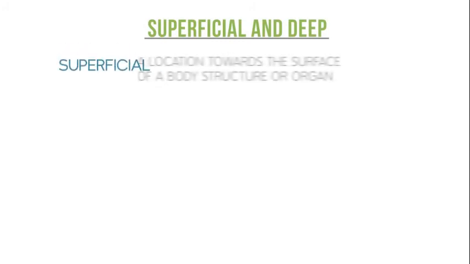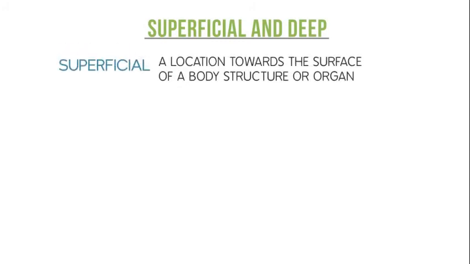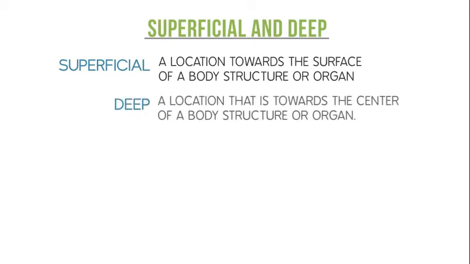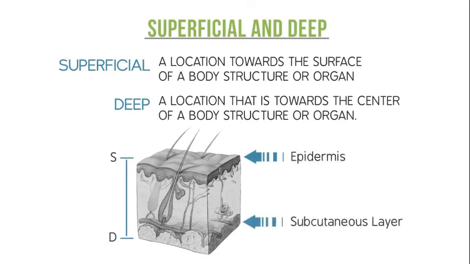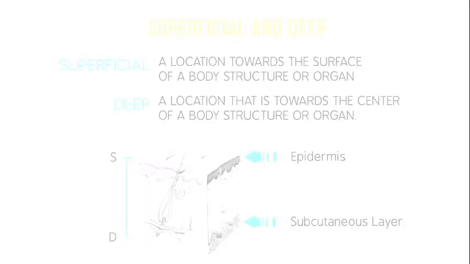Superficial and deep. Superficial is a location towards the surface of a body structure or organ. Deep is a location that is towards the center of the body structure or organ. If we look at a cross section of our skin, the top skin layer called the epidermis is superficial to the subcutaneous layer, and the subcutaneous layer is considered deep to the epidermis.